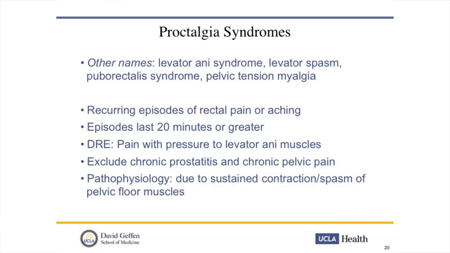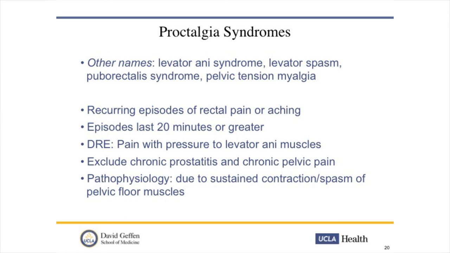Other names for proctalgia syndromes are levator ani syndrome, so you know the location of it, levator spasms, puborectalis syndrome, and even pelvic tension myalgia used to be the CPT codes prior. But basically, it's recurring episodes of rectal pain or aching that occur 20 minutes or greater. So that's the dividing point, 20 minutes or greater. So obviously our patient falls into this category.